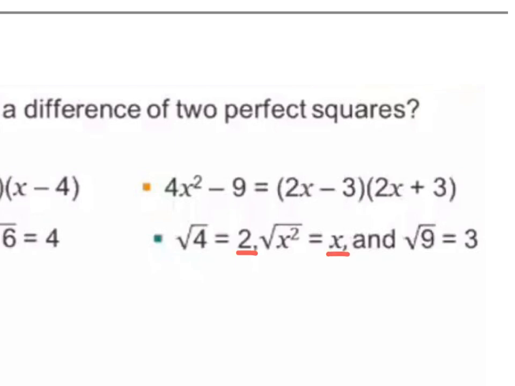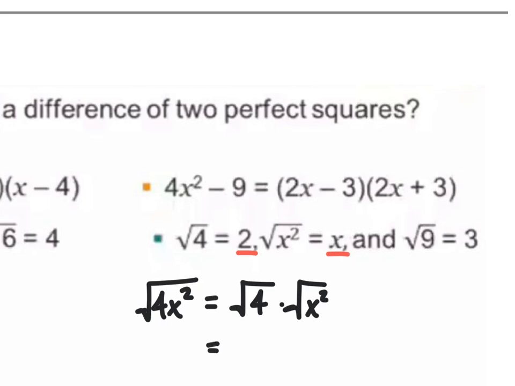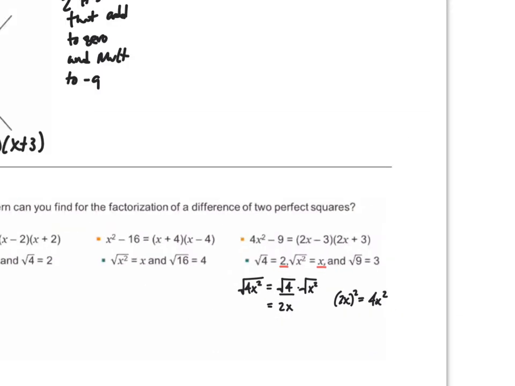When you take the square root of 4x squared, I can split that up into the product of square roots. I can take the square root of 4 and multiply it by the square root of x squared. The square root of 4 is just going to give me 2, and the square root of x squared is just going to give me x. And so I know that if I take the quantity 2x and square it, that's just going to give me 4x squared. It goes both ways. So that's the idea.